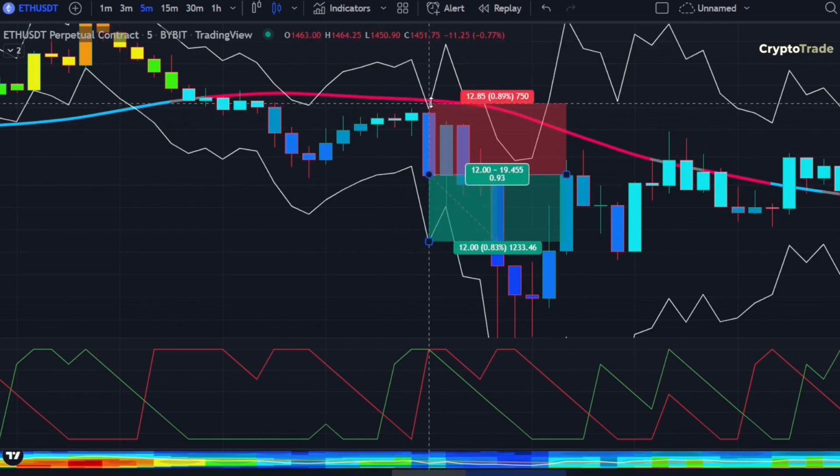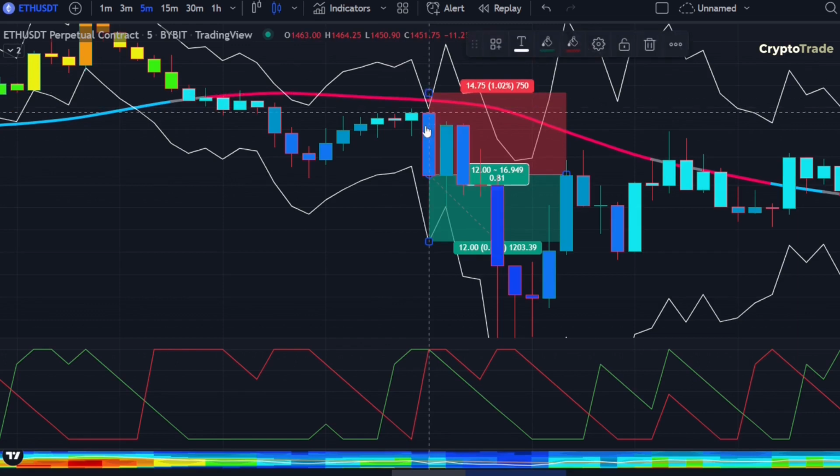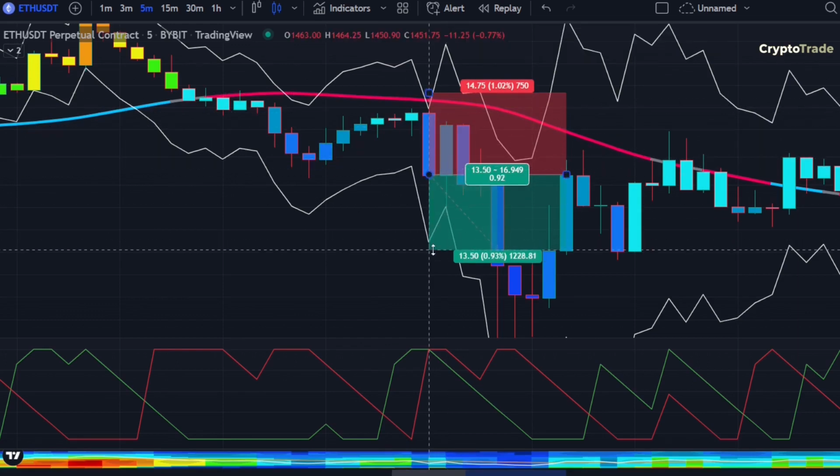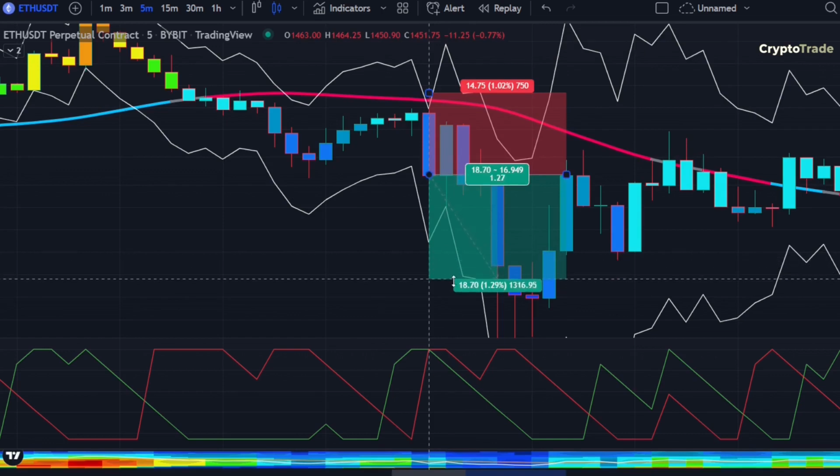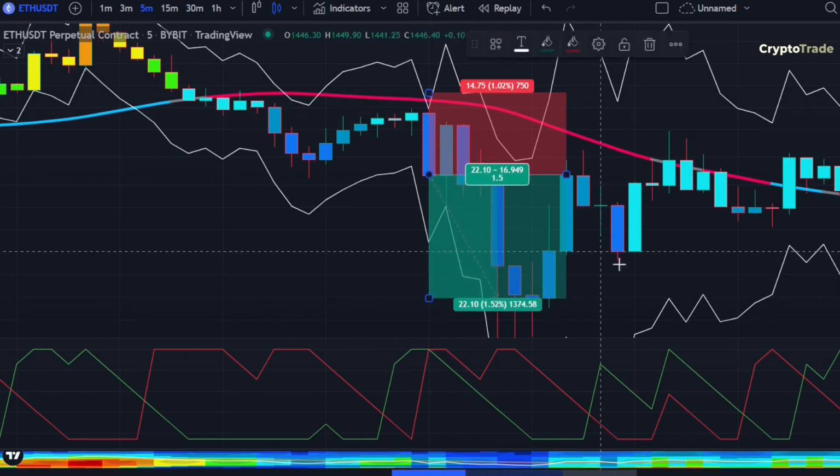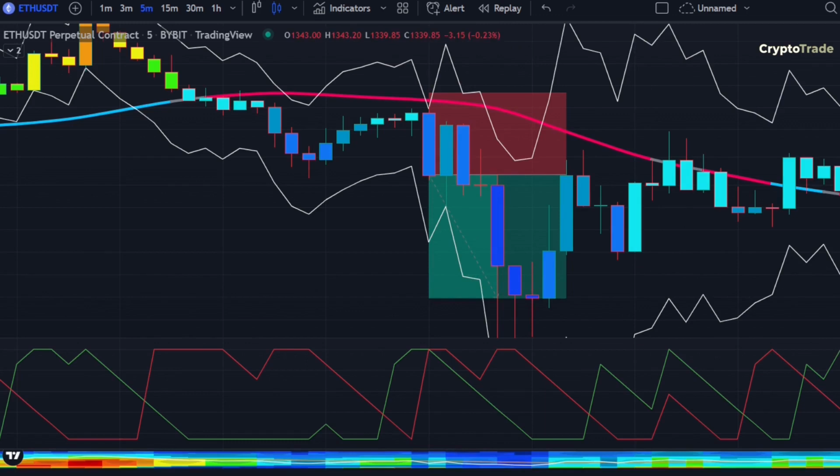Place the stop loss above the higher gray ATR line provided by the SSL HYBRID indicator. The risk-to-reward ratio will be set to 1 to 1.5. The market has reached the target and the trade has been successfully closed. Let's look for the next trade.